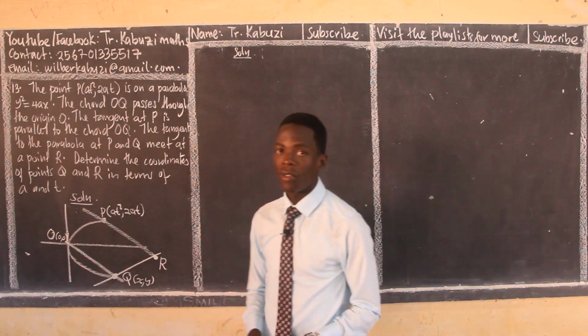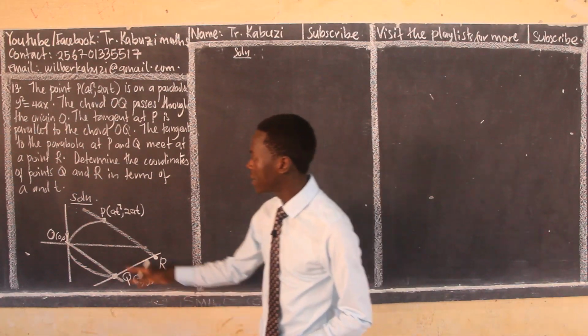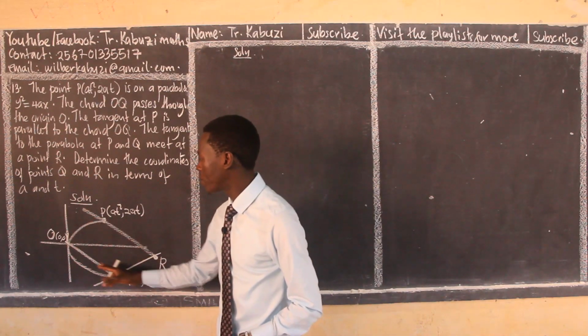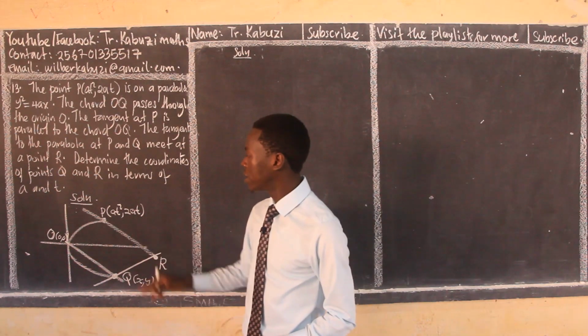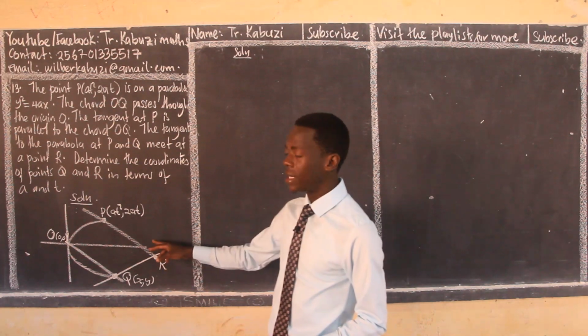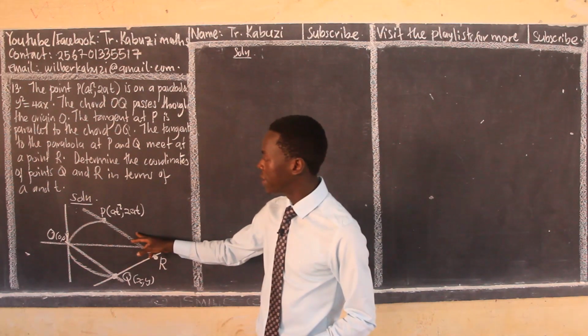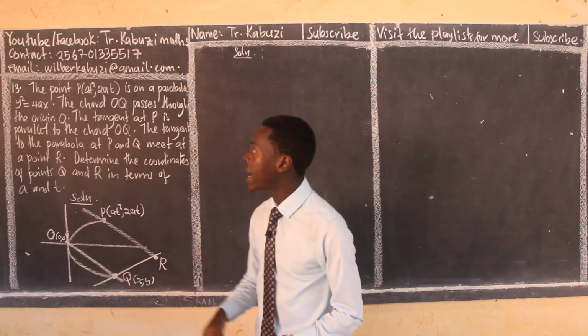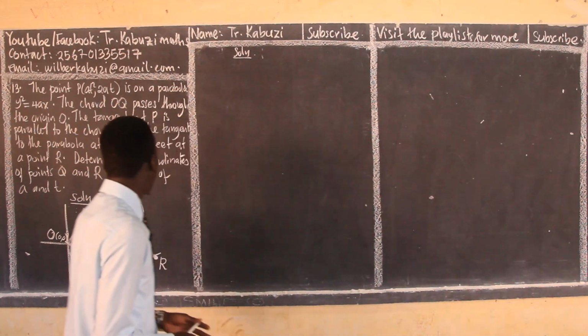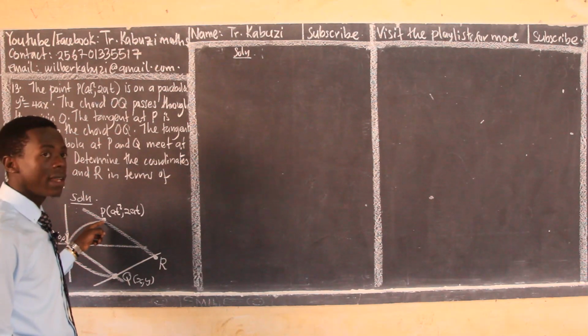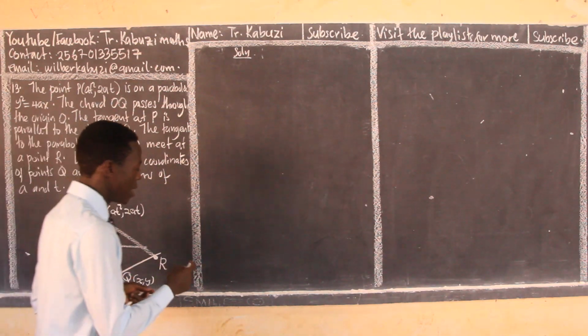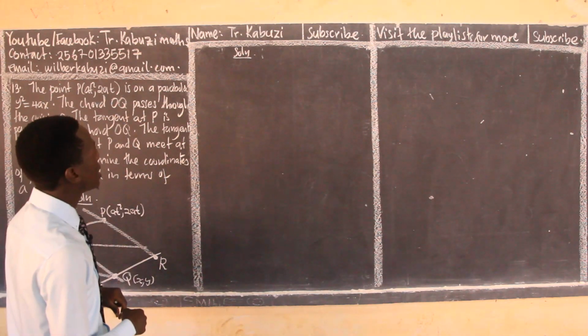This is a sketch I tried to put so that it can make some sense. You see that the tangent at P is parallel to the chord OQ. Now, I start by getting the gradient of this tangent here, because if I get the gradient of this tangent, it's the same as this because they are parallel. Remember, at this point, the gradient of the tangent and that of the curve are the same. So now, I start by differentiating that curve.